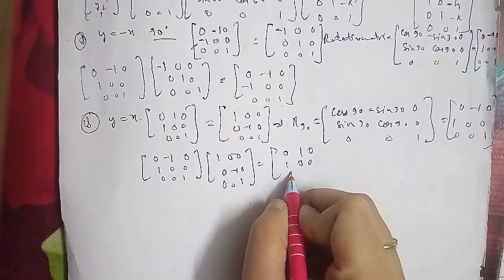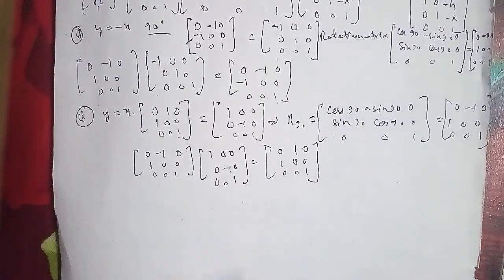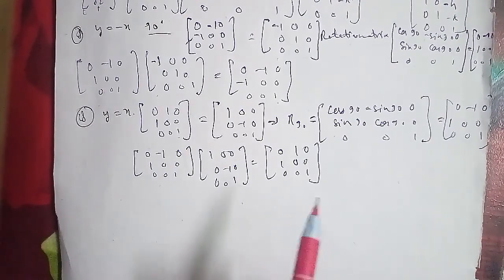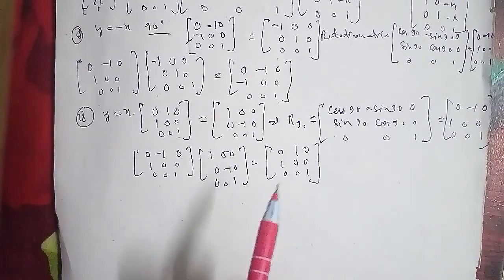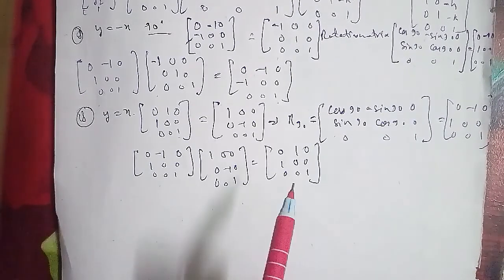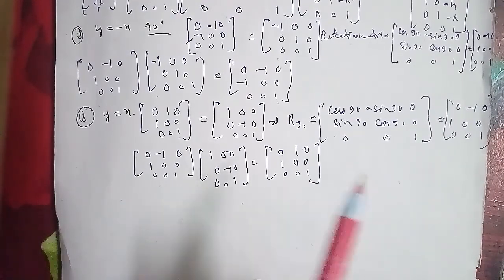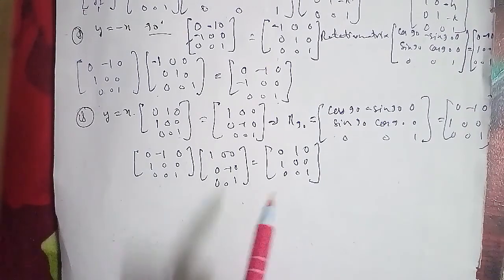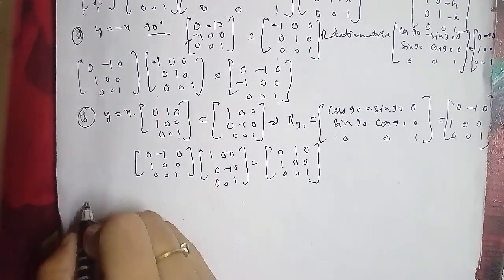In the same form we have 0 minus 1 0, minus 1 0 0, and 0 0 1, times 1 0 0, 0 minus 1 0, and 0 0 1, which equals 0 1 0, minus 1 0 0, and of course 0 0 1.